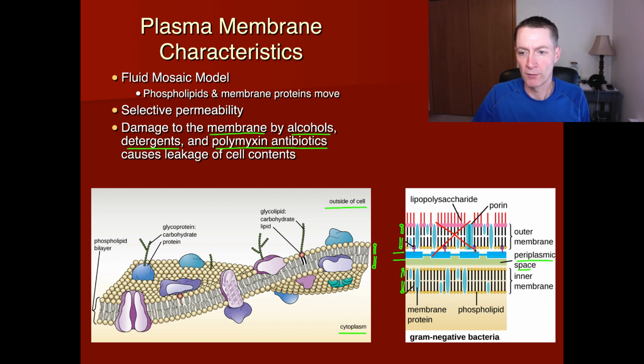These polymyxin antibiotics take out the outer membrane, this membrane on the outside of the peptidoglycan layer. They chip away at the LPS molecules, those lipopolysaccharide molecules we talked about, okay? They attach to those, and they actually help with killing the cell. So all of these are more related to the membrane than to anything else. Alcohols, detergents, and polymyxins all kill cells because they attack the membrane.